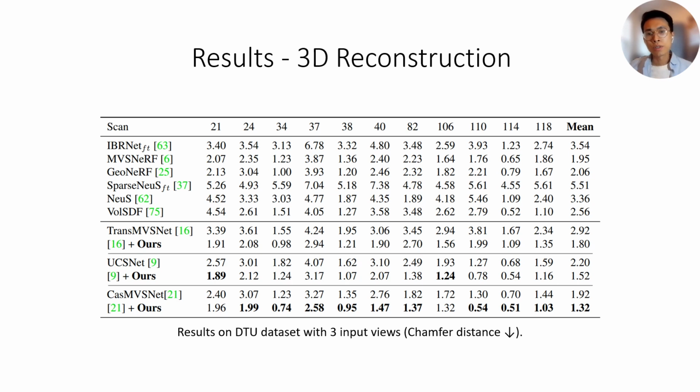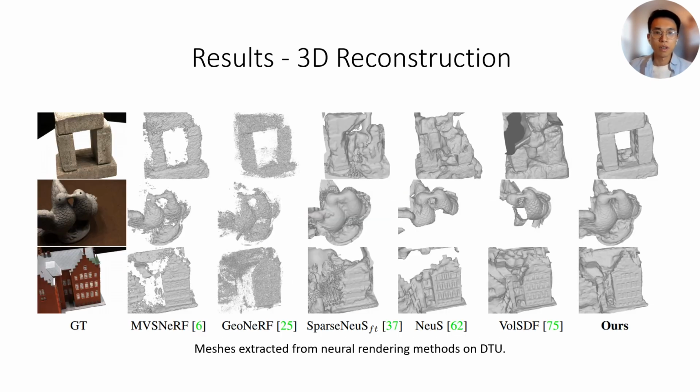We use the DTU dataset to compare reconstructions from 3 input fields. Our reconstruction is significantly better than both neural rendering and MVS models. We have additional results in the paper where we show our improvement remains consistent in the case of 6 and 9 input fields. In these meshes extracted from various neural rendering methods, our results appear more complete and accurate.